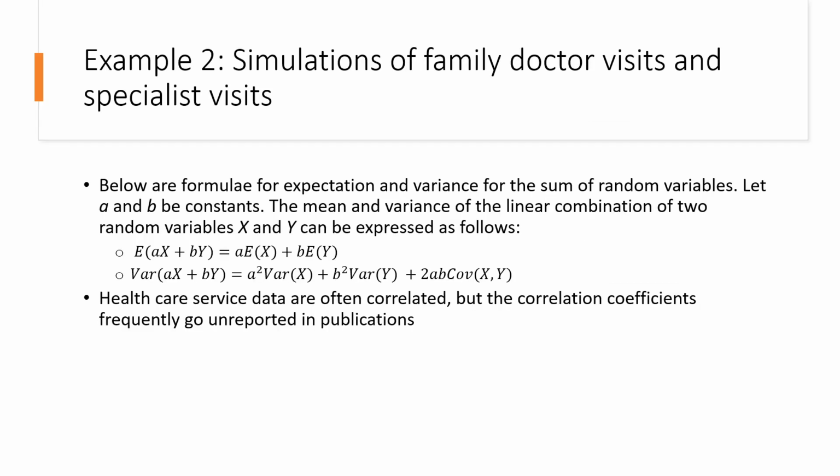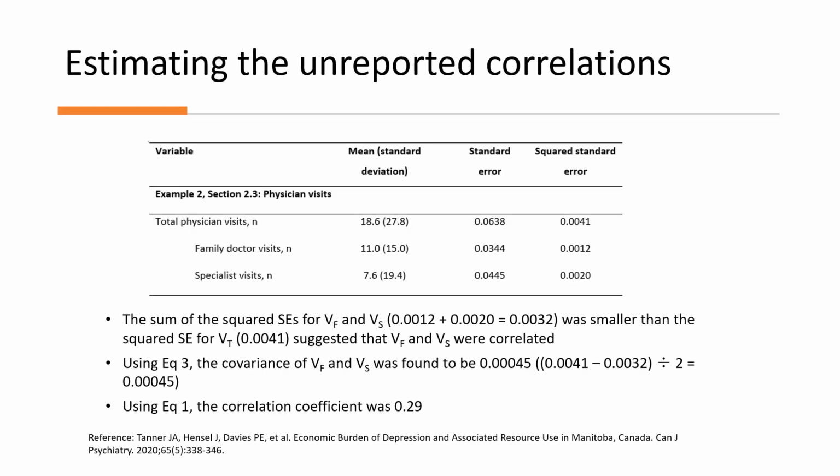Example 2 was used to illustrate the approach to estimate the correlation coefficient of parameters. Formulae for expectation and variance for the sum of linear combinations of 2 random variables were presented in the slides. Healthcare service data are often correlated, but the correlation coefficients frequently go unreported in publications. In the current example, the sum of the squared standard errors for family doctor visits and specialist visits was smaller than the squared standard error for total physician visits, suggesting that family doctor visits and specialist visits were correlated.